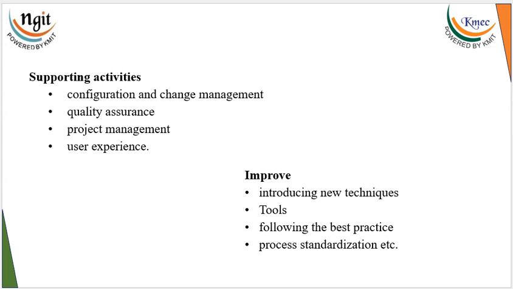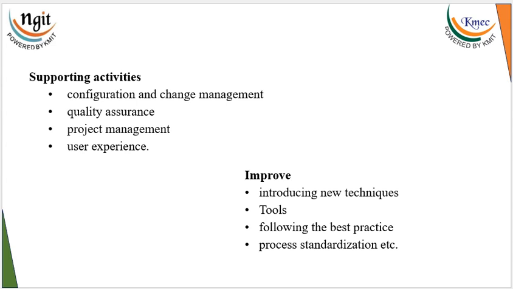In order to improve your software process, you can make use of certain other activities. You can use new techniques depending on the market requirement. You can use different tools rather than the basic tools we use. Next, you can make use of best practices and maintain process standardization, which ensures that software process diversification is reduced.